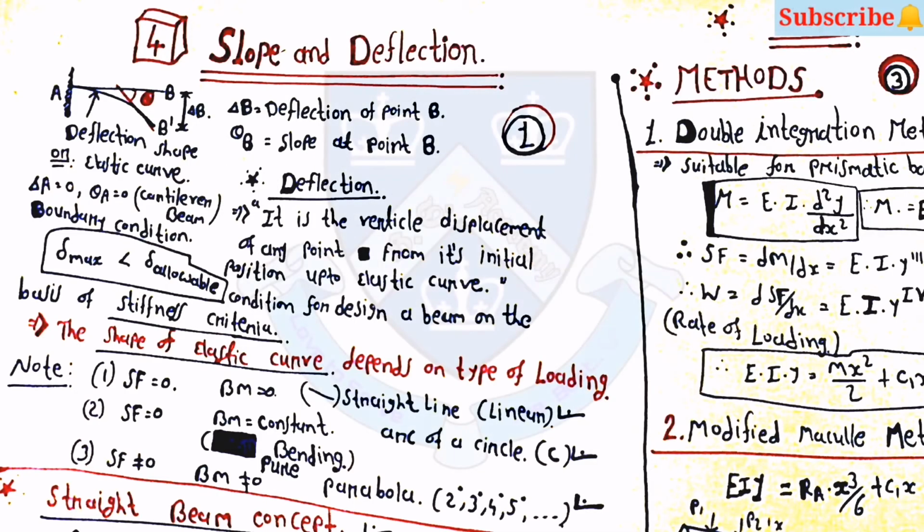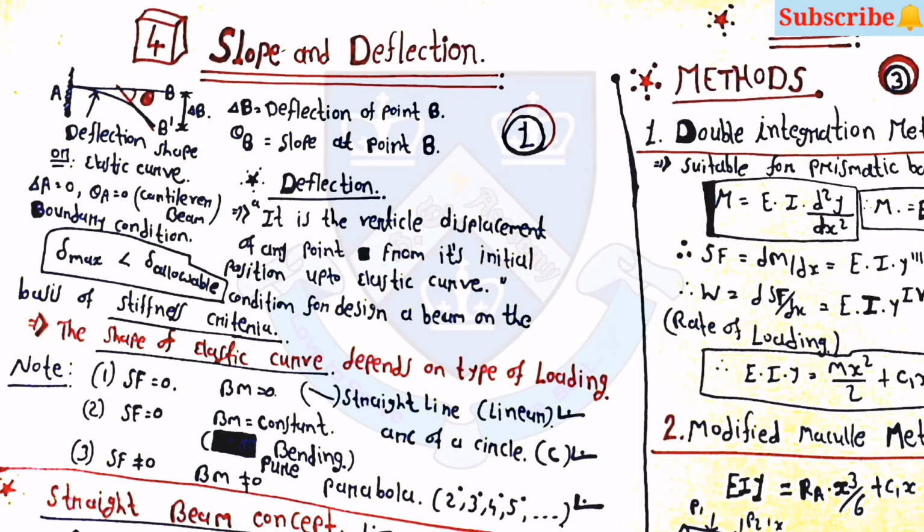Here you can see the definition of deflection: it is the vertical displacement of any point from its initial position up to the elastic curve, and delta max is less than delta allowable. It is the condition for design of a beam on the basis of stiffness criteria, and the shape of the elastic curve depends on the type of loading.